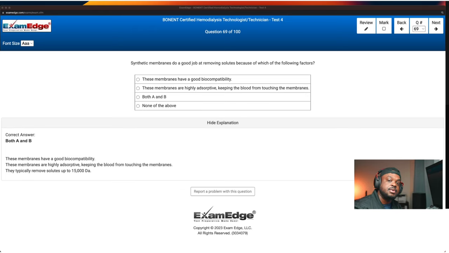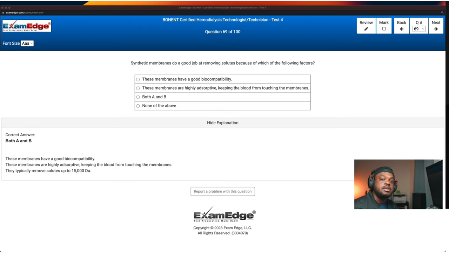Now with this question, I want to expand a little bit. When you talk about synthetic membranes, it makes me think about the types of dialyzers, so they'll probably ask you that on your test. There are really three main types of dialyzers they'll talk about. The first type is known as the dialyzer of the 1950s. This is your coil type dialyzer.